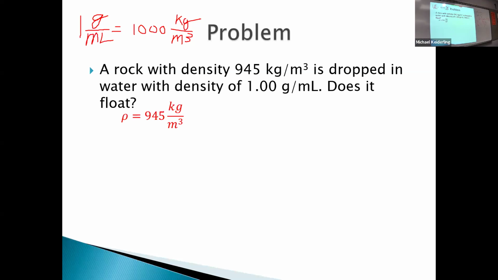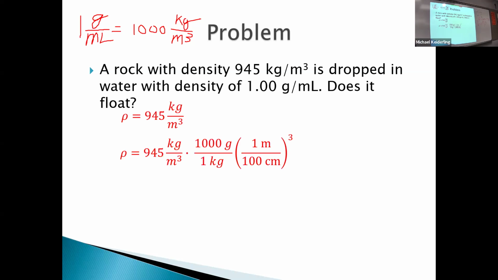So this rock has a density of 945 kilograms per cubic meter. We can do 2 things. We can convert this to grams per milliliter or grams per cubic centimeter. So that's 1,000 grams per kilogram, and we then multiply by 1 meter per 100 centimeters cubed, and we get that 1 gram per cubic centimeter is 1,000 kilograms per cubic meter. So we end up dividing by 1,000.